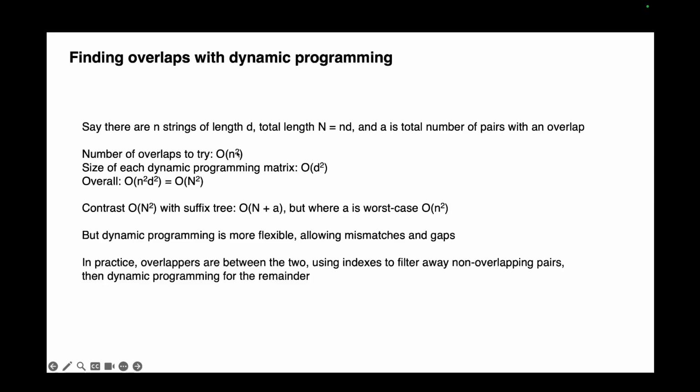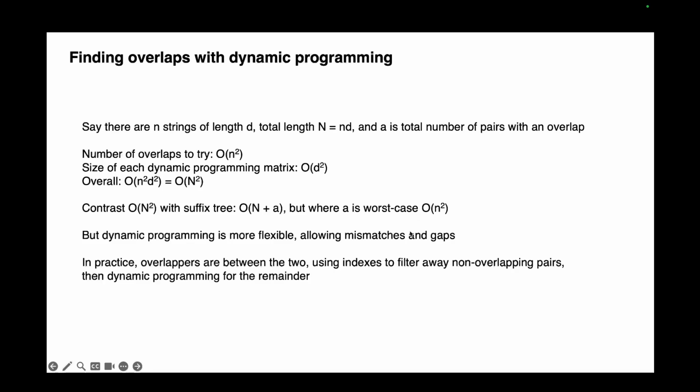and the number of overlaps to try is much greater here. It's quadratic in nature. The size of each dynamic programming matrix will be quadratic in nature, and overall it will be quadratic with respect to both your number of pairs and your amount of overlap. So if you compare this with the suffix tree, the suffix tree is doing much better in terms of complexity, which is linear in time.